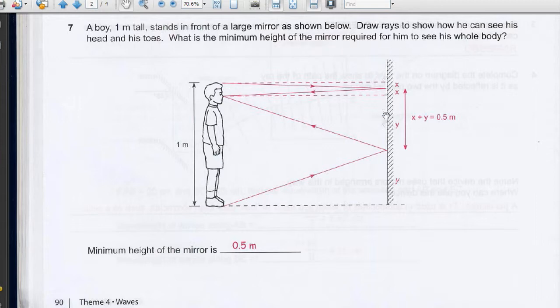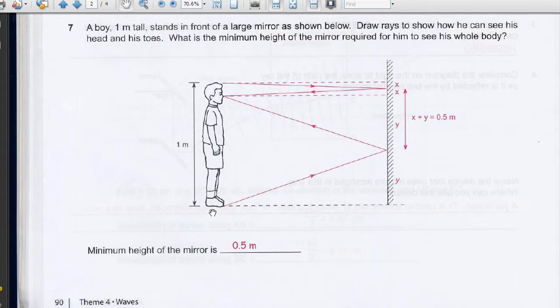Okay, so this is the mirror, and this boy wants to know what is the minimum height of the mirror. I think he doesn't want to buy such a big mirror, so he wants to know the minimum height of the mirror which can be used to see his whole body. So how do we go about doing this question?